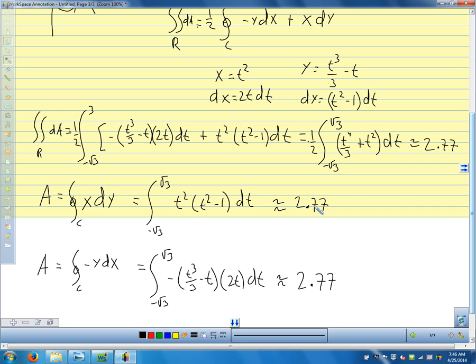So what we're doing here is we're just arranging Green's theorem so that the line integral gives us the area of the region. Mr. Beaver, why did you ever use the first one?